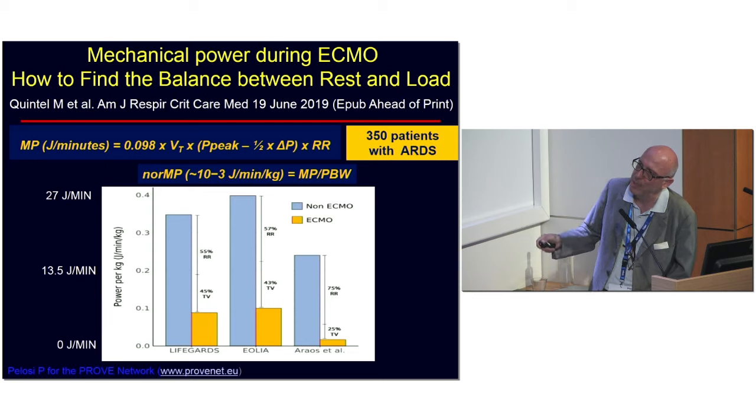I transferred these variables to joules per minute. You see that before ECMO it was around 27. During ECMO it was around 10 joules per minute. And this was the EOLIA trial that was discussed this morning. Before the study, it was around 27 joules per minute. During ECMO, just around 10 joules per minute. And the same in another very recent observational study.